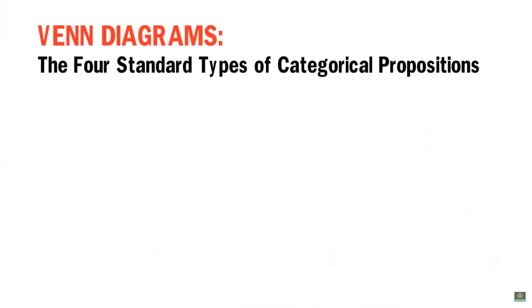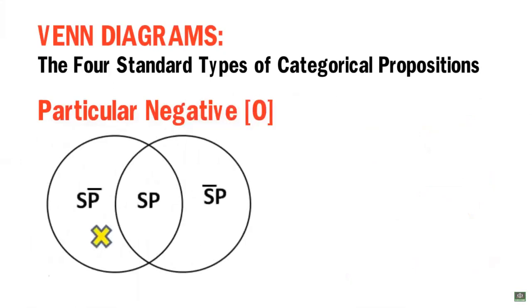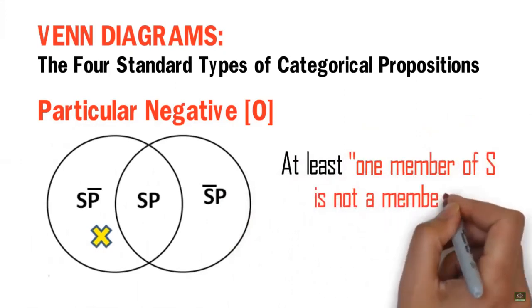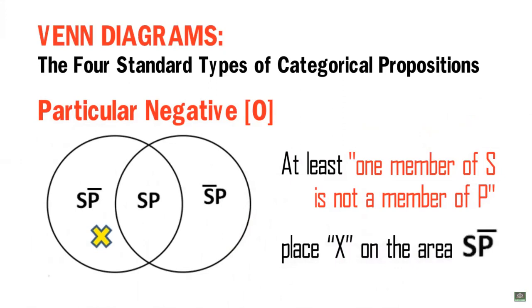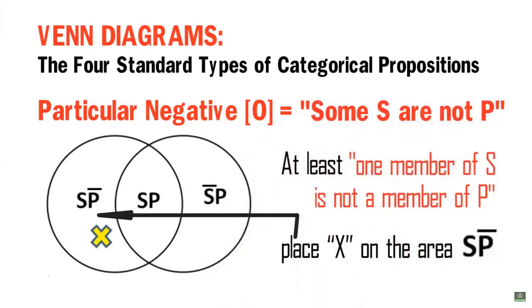Now, here is the Venn diagram for particular negative O propositions. And so, a particular negative O proposition asserts that there is at least one member of S that is not a member of P. Thus, in this diagram, we place the X on the area S but not P to indicate that indeed there is at least one member of S that is not a member of P. Thus, we can say some S are not P.